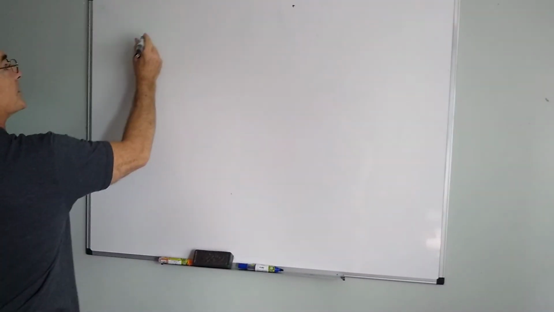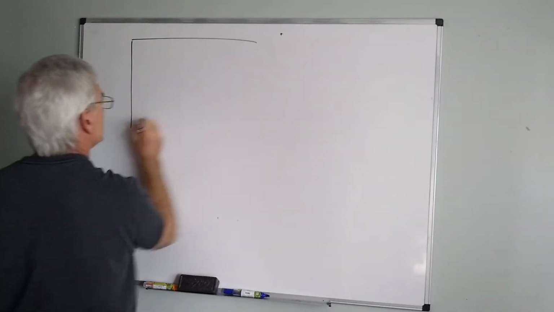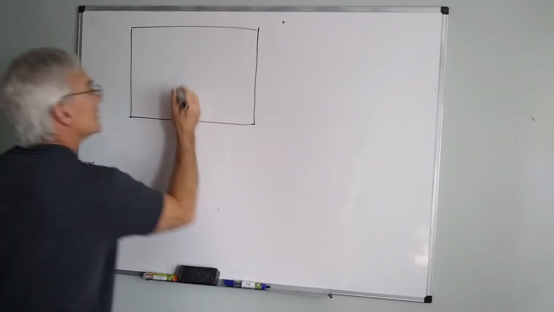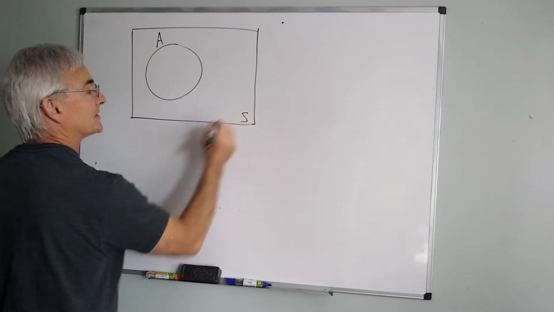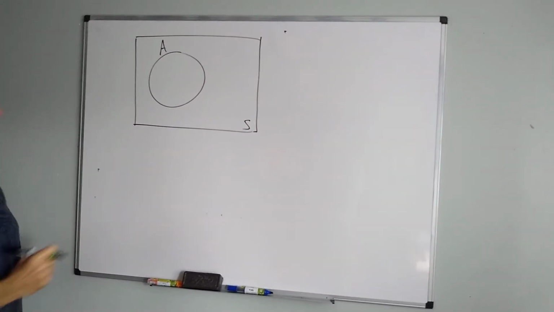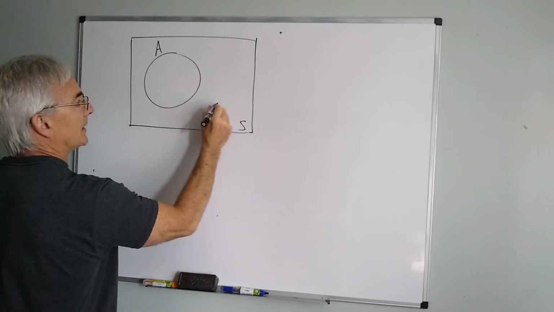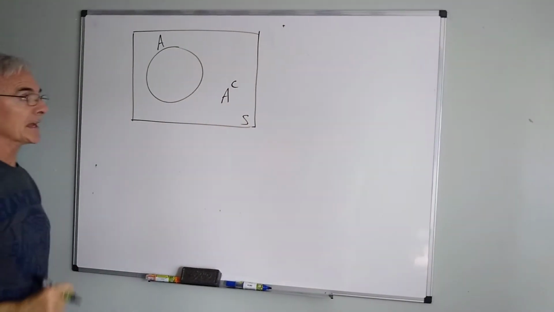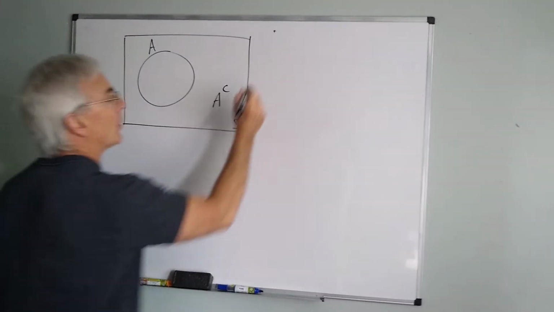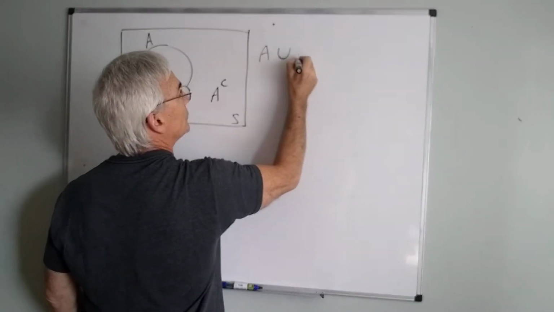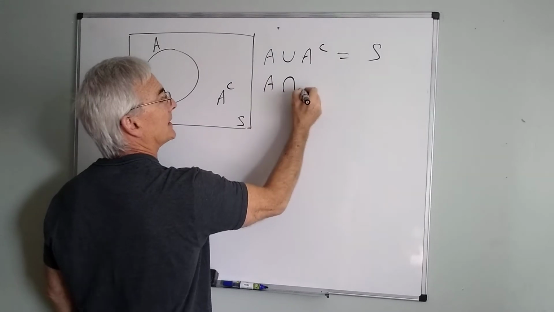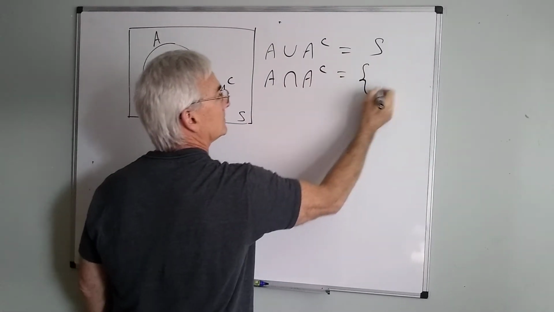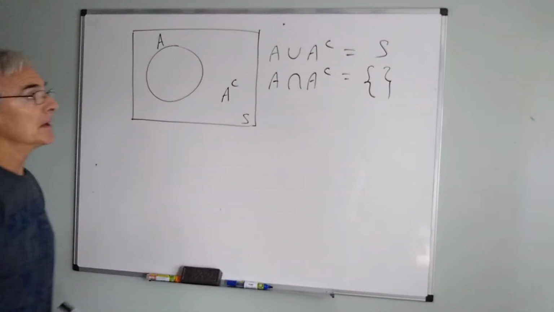Now, I want to look at a very special case. I have event A in my sample space, and then I have everything else. So everything that's not in A would therefore be in A complement. And we know that A union A complement will be the entire sample space. A intersect A complement would be the empty set.